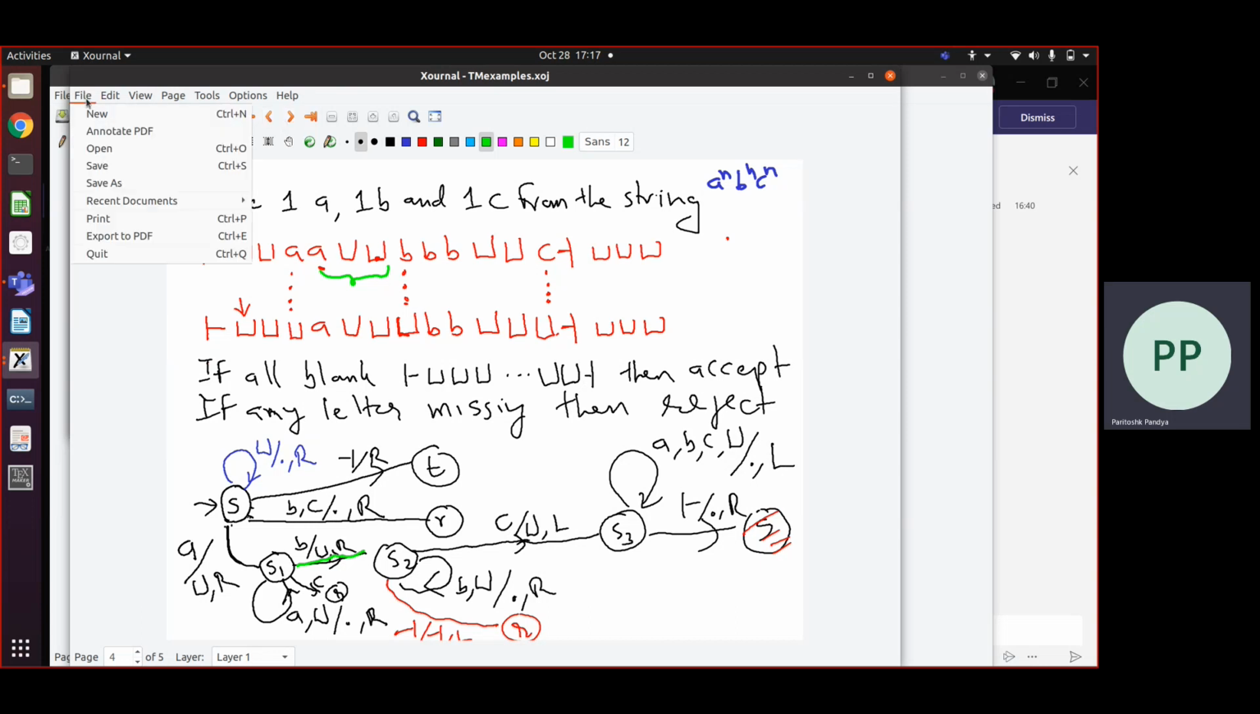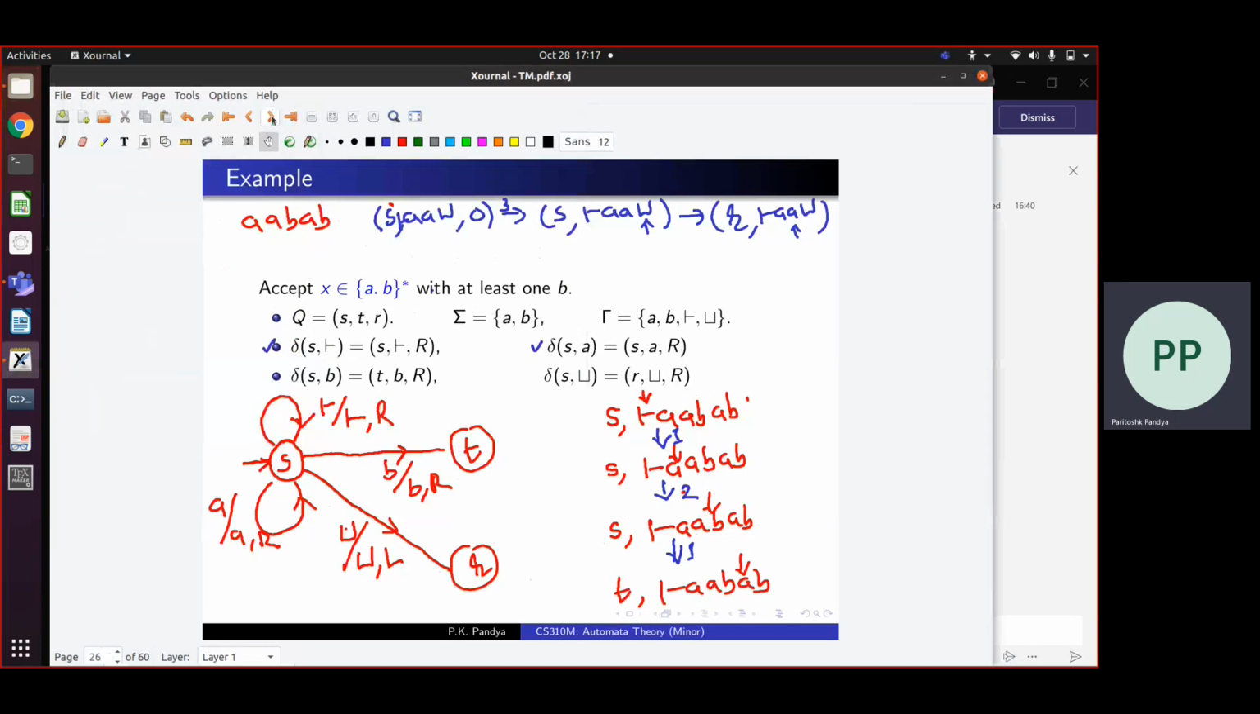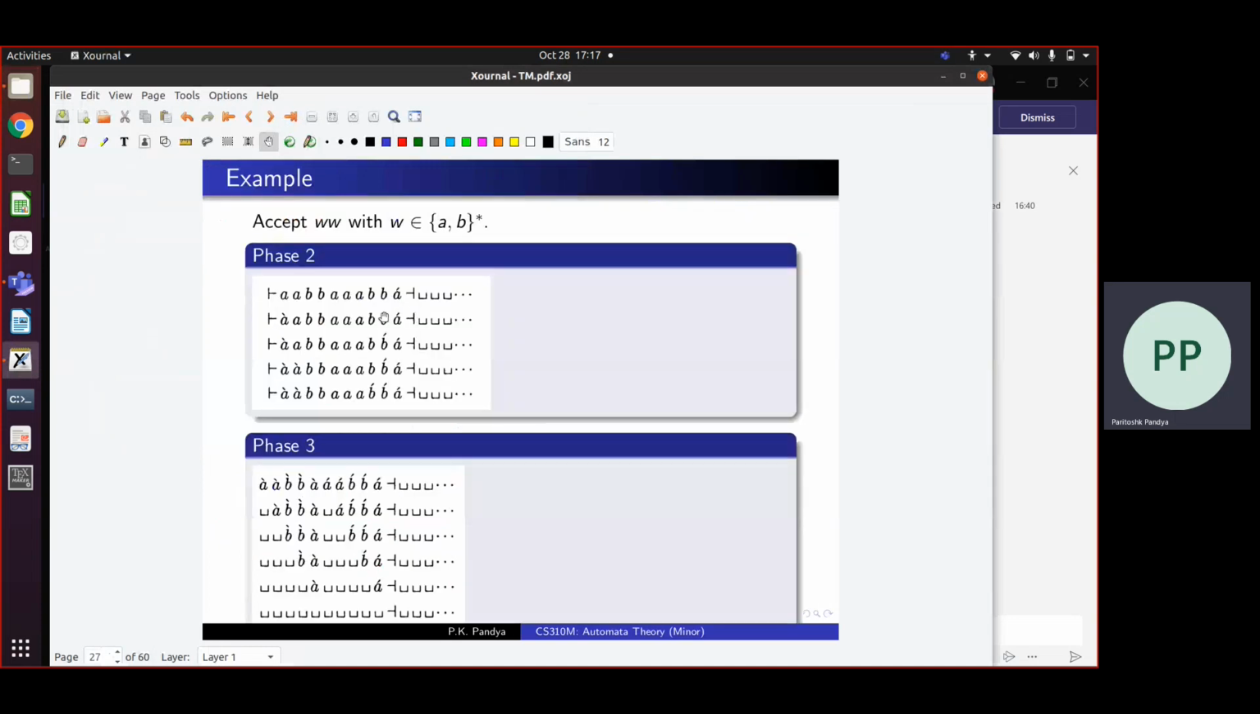This is what I wanted to say. Let's continue with our original description. I'm going to do one more example. You already know that the language A raised to n, B raised to n, C raised to n is not a context-free language. So a Turing machine can recognize some languages which are not context-free.